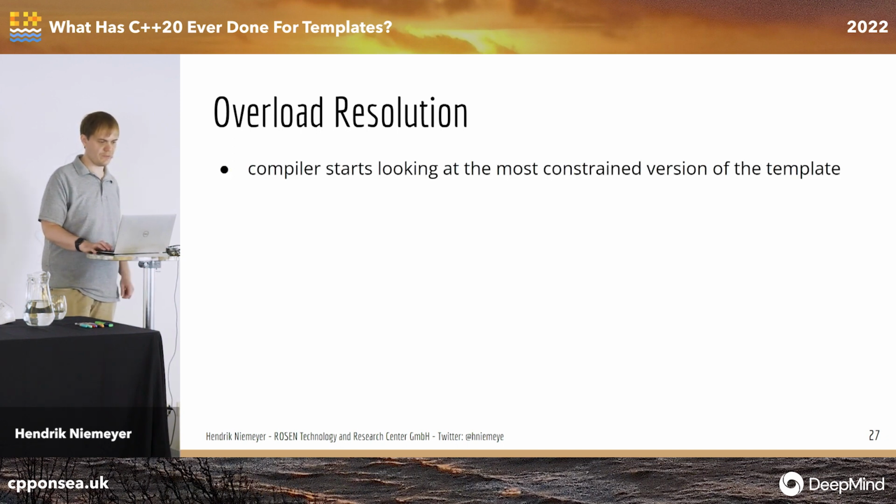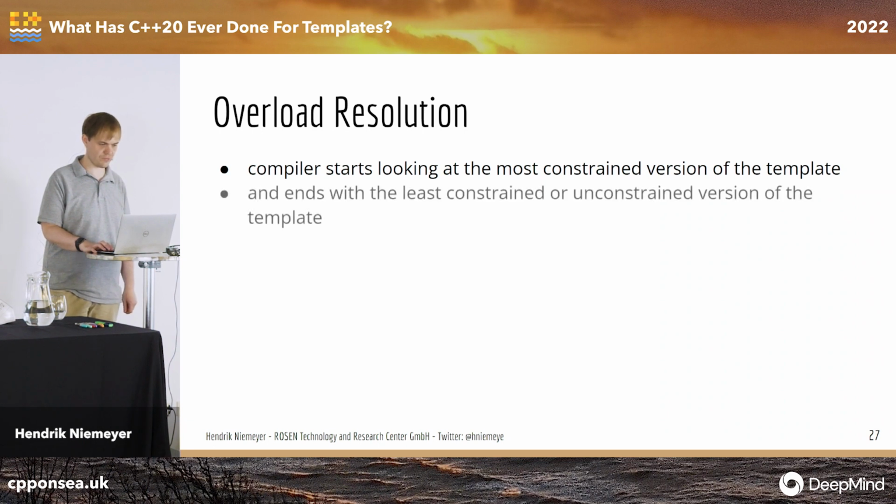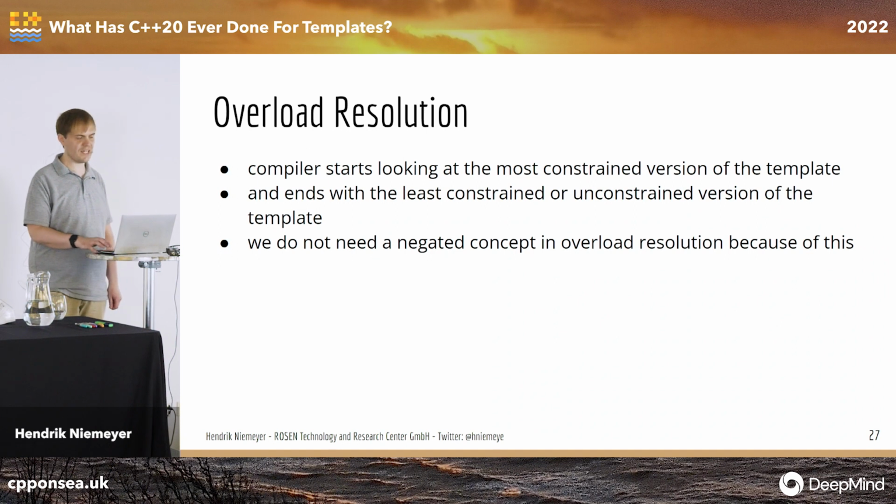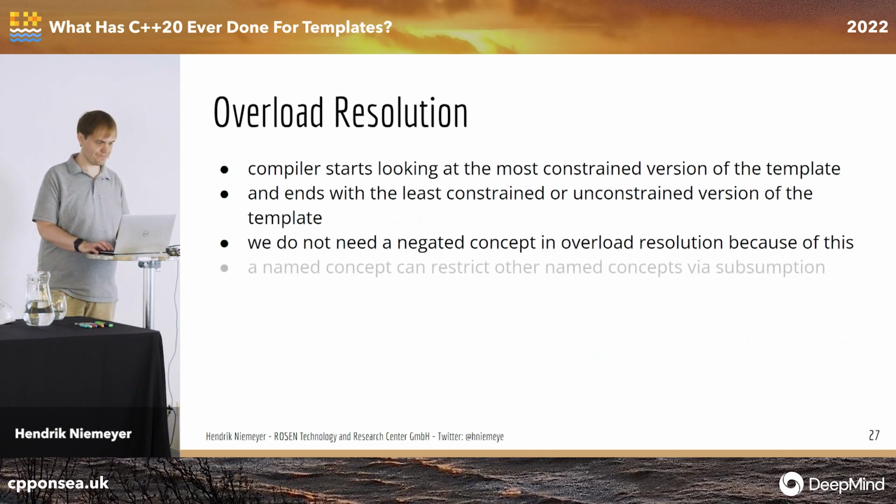So what's happening is the compiler starts looking at the most constrained version of the template and works its way down to the least constrained or unconstrained version of the template, which means that in the end, we don't need to negate concepts if we want to have two versions, a constrained one and an unconstrained one. We can just write a constrained version of our code and then, for example, an unconstrained default version. So there's no need for negating concepts.